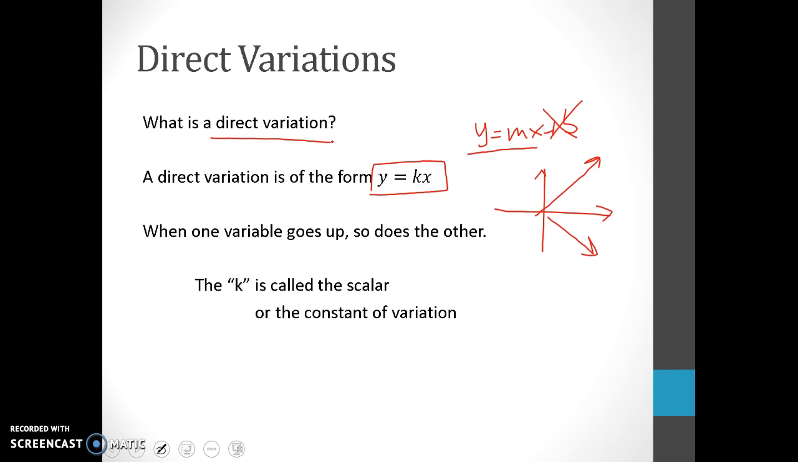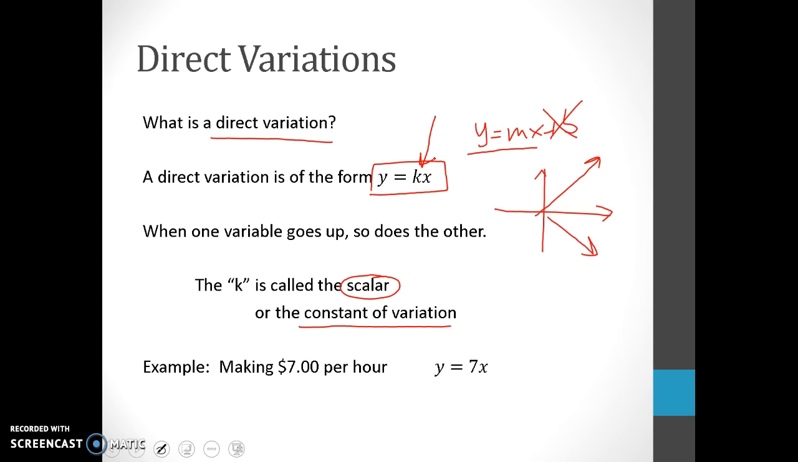The k value is a lot of times called the scalar. That's what we're multiplying the x values by to get the y values. The scalar is sometimes also called the constant of variation. And so if we talk about the constant of variation or we talk about the scalar, what we're doing is we're talking about the number that we're multiplying the x values by to get the y values.